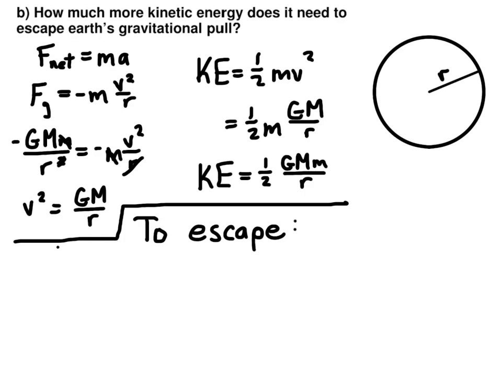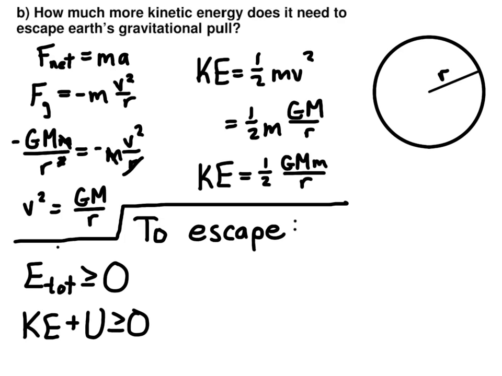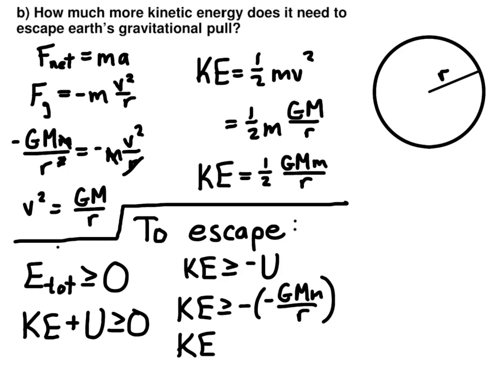Okay. So in order to escape, it has to have a total energy greater than or equal to 0. That's the condition for it to escape, which means its kinetic energy has to be greater than the absolute value of its potential energy, or actually negative U. So its kinetic energy has to be greater than or equal to G, big M, little m over r. Well, we already have exactly half that amount.